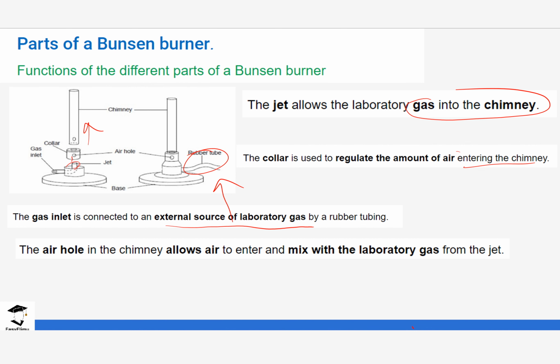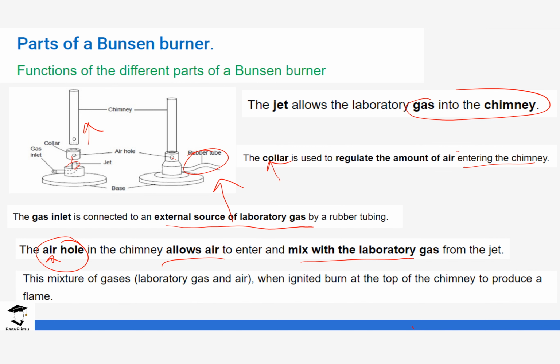And then we have the air hole. It is very specific, just from the word air hole. It allows air into the chimney, which mixes with the laboratory gas. So air gets through the air hole. That's why when we are able to control or regulate the amount of air, we can get the different flames. And that is the function of the collar. So the air hole allows air to enter into the chimney.